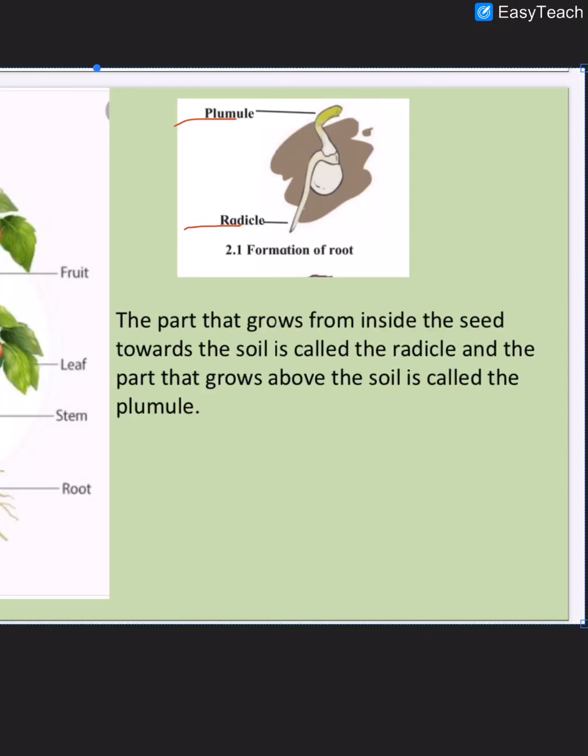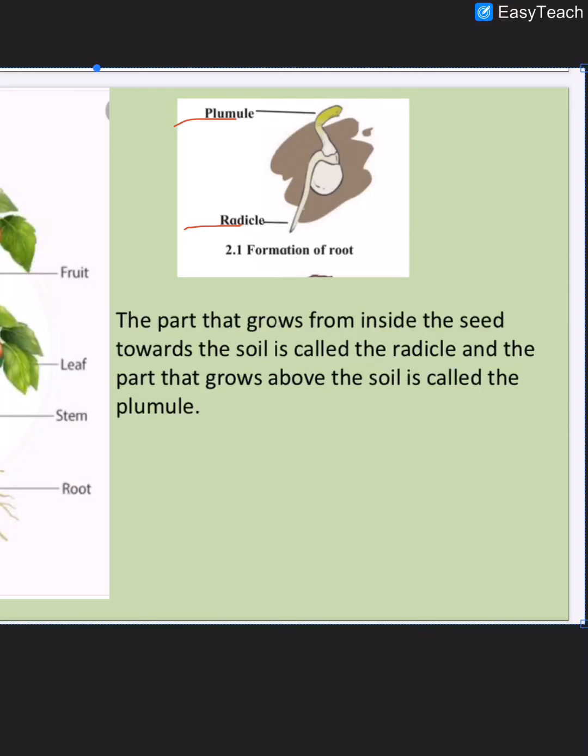From a growing seed there are two parts, that is radicle and plumule. Radicle grows in the downward direction, and plumule grows upwards above the soil. So these are the two parts of a seed. A seed is a small round object from which a new plant is born. From radicle the roots of a plant are formed, and from plumule the stem of a plant is formed.